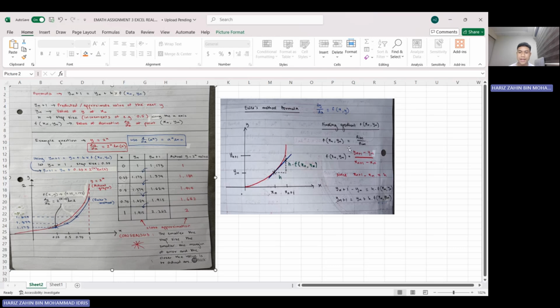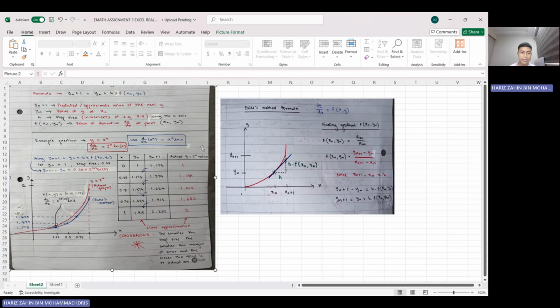Since gradient is defined as rise over run, we can take it as (yn+1 - yn) / (xn+1 - xn). Let's say our step size is h. This means that xn+1 = xn + h. So substituting that in and rearranging the formula, we get Euler's method.